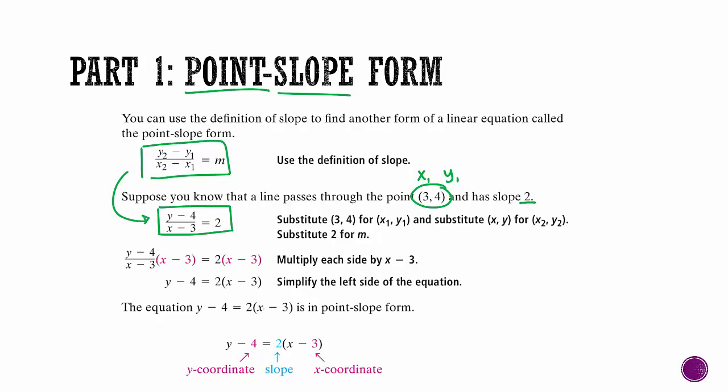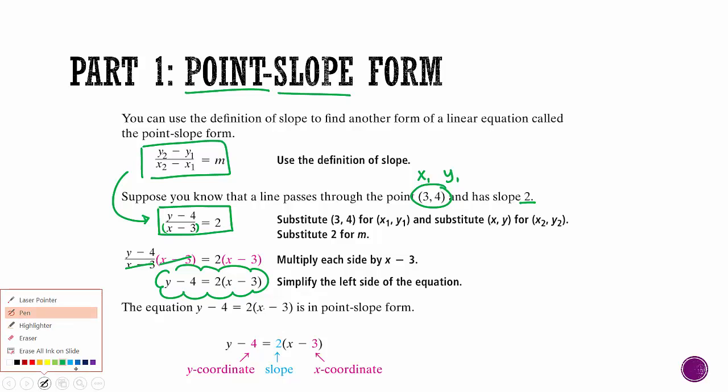And then all the point-slope form does is get y by itself. So what we're going to do is multiply both sides by what's on the bottom here, this x minus 3. And when we do that, those cancel, and we end up with this equation right here. This is in point-slope form, because hidden in here, we have our two pieces of information. We have our slope of 2, and then we have our point, 3, 4.